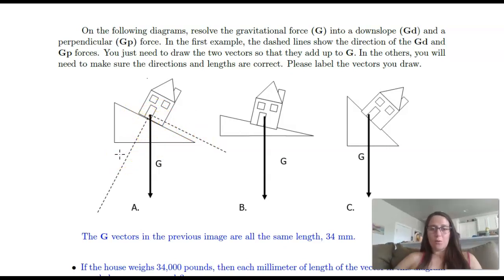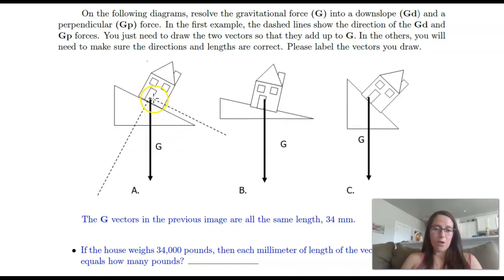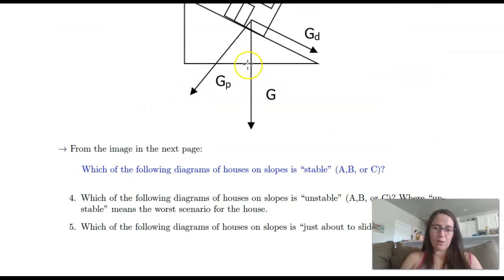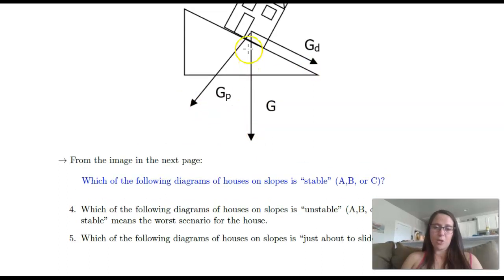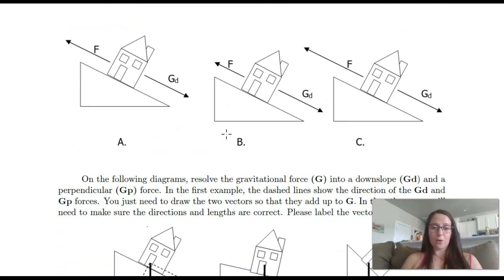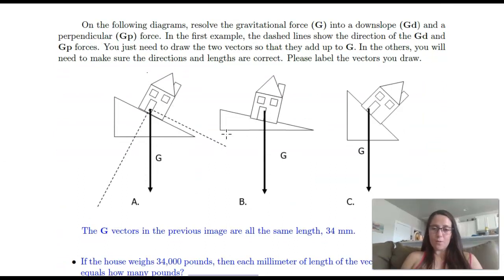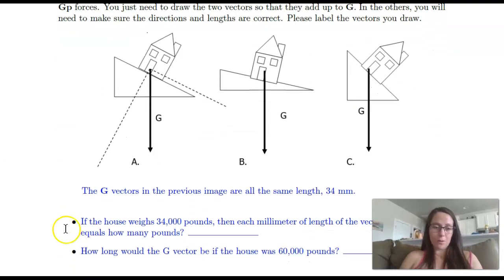You just need to draw the 2 vectors so they add up to G, just like we did in the previous image. In other words, you will need to make sure the directions and lengths are correct. And please label the vectors as you draw them. So what they want you to do is go ahead and draw basically this graph with how we had it before, with the GD here or the GP here, either way, and make sure that you measure all 3 components. So the gravity, measure how long that is, and measure how long the gravity perpendicular is and the gravity downslope is. So I'll show you how to do the first one, and then you guys will be able to do the other 2.